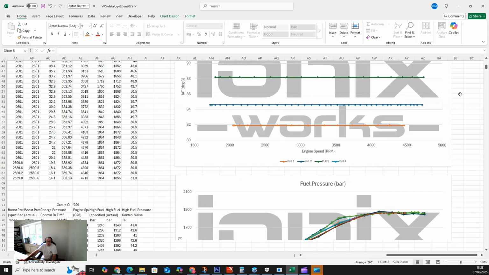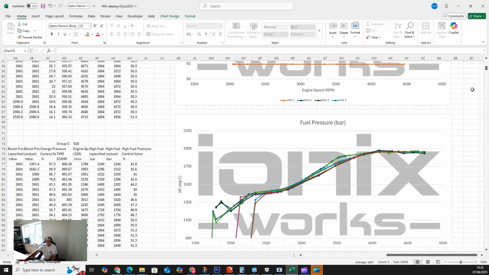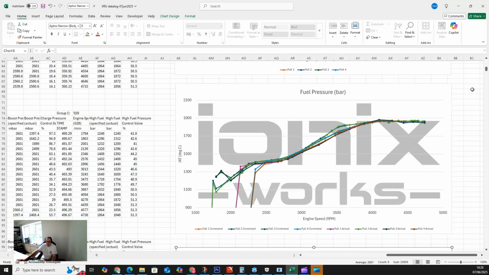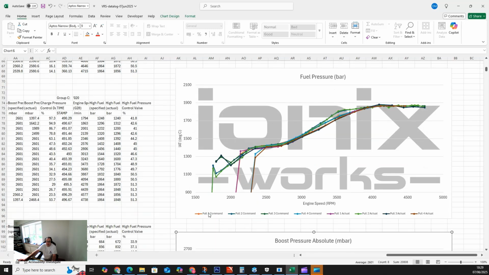Fuel pressure. So as I say, this one, I probably normally split it into 4 separate graphs just to look at the command for each one versus the actual. But as soon as I dumped the data on the graph here, I was like, wow, I don't even really need to, because it's stacking up so nicely. So as I say, let's see what's the peak value here. 1880 bar.